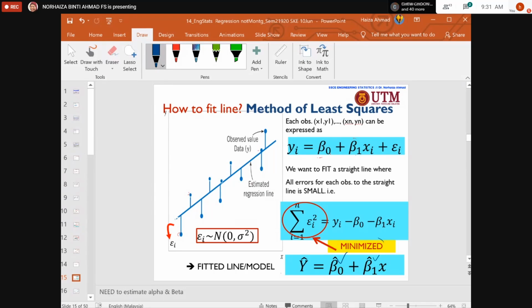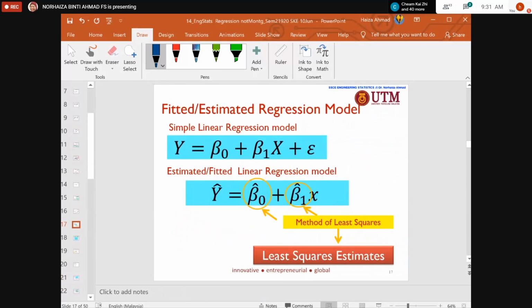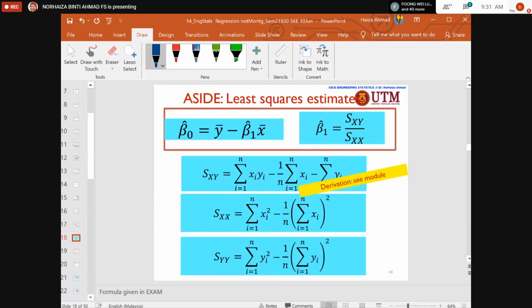So once you have this value, that means you have a fitted model. If you have a fitted model or a fitted line. Basically, from this least squares method, you will get these values, beta naught and beta 1.